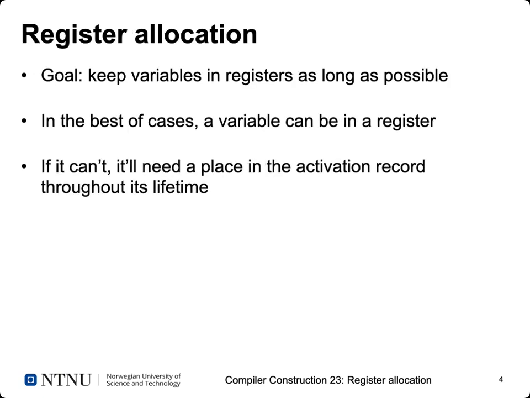The idea behind performing register allocation in a compiler backend is to keep variables in registers as long as possible. In the best of cases, a variable can always be in a register, and if it cannot be in a register, we need to have a predefined place to store the value of that variable if the register we assigned to that variable should be reused for another variable. And obviously there are some heuristics involved. For example, we should try to place those variables in registers which are used most frequently.